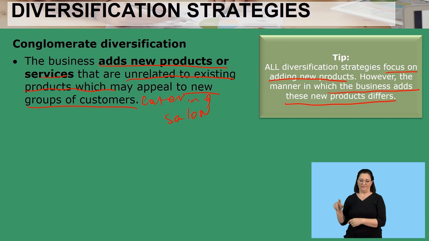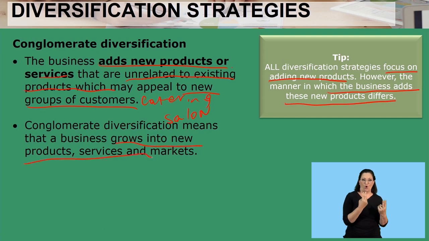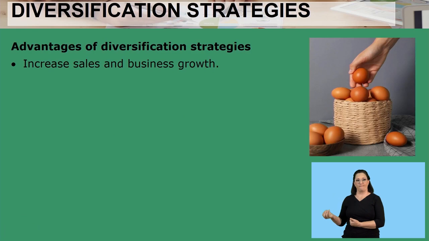So it's totally different. Right, still on conglomerate diversification. Conglomerate diversification means that a business grows into new products or services and markets. It's a new thing. Remember, from catering, now we've got a salon. Right. Advantages, if you remember, I said intensive and diversification, they both have advantages. Right, advantages of diversification strategy.